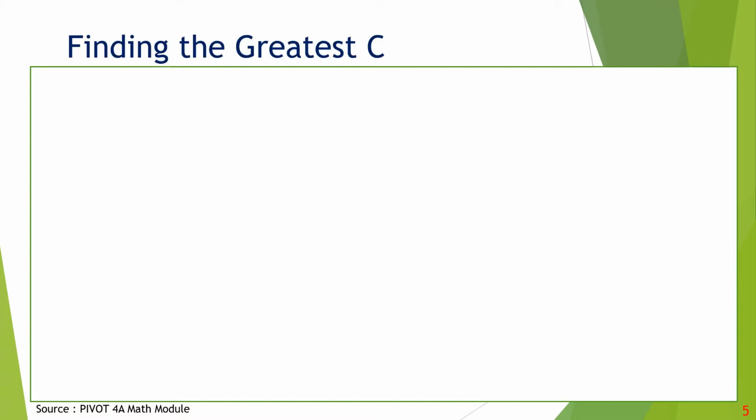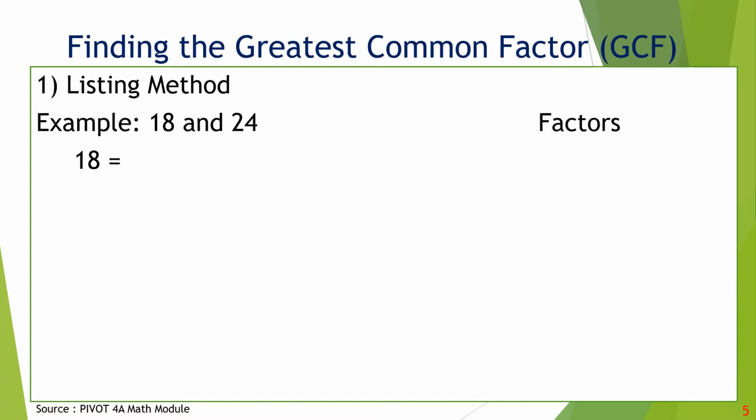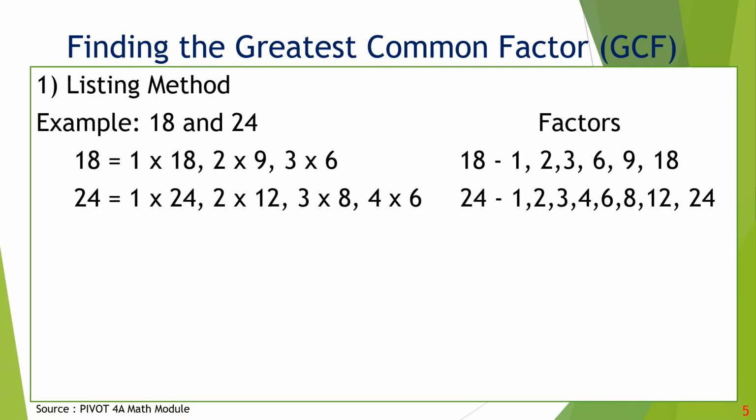Okay, let us try another example. Find the greatest common factor of 18 and 24. Sa 18, ang kanyang factors ay 1 times 18, 2 times 9, 3 times 6. Factors niya kapag nilista natin, 1, 2, 3, 6, 9, and 18.